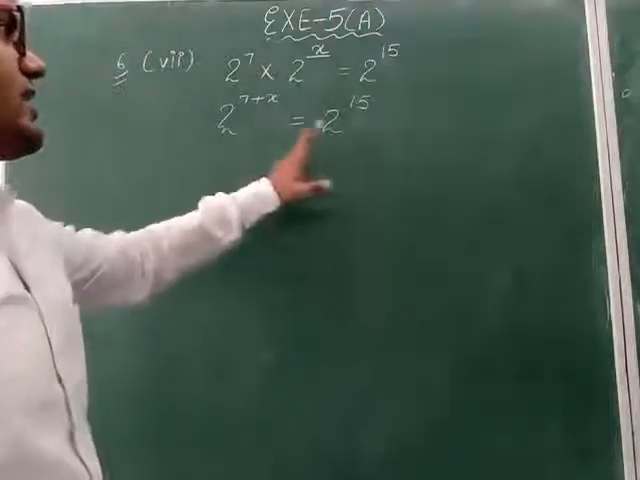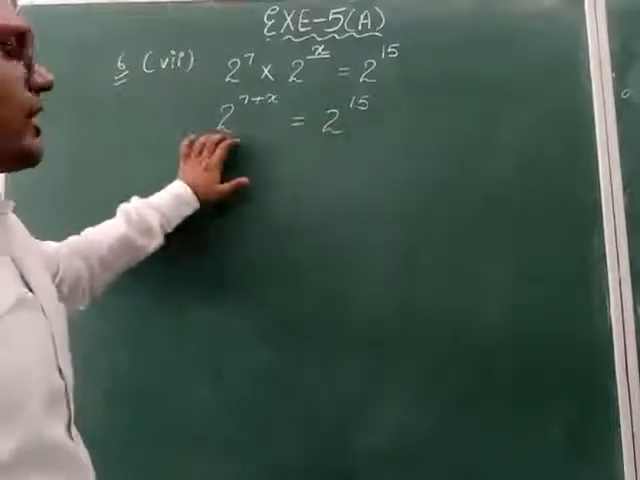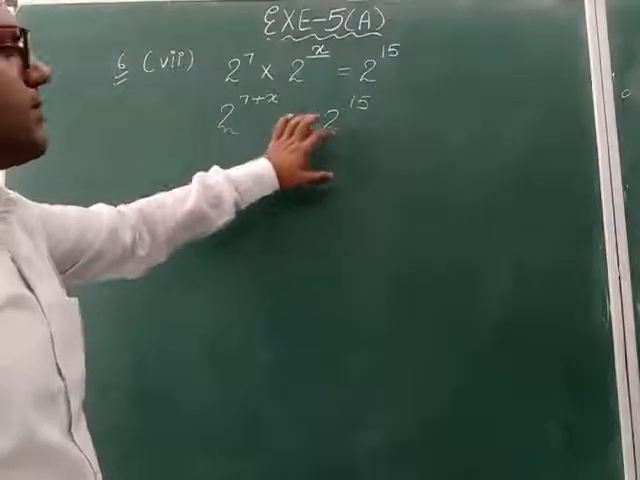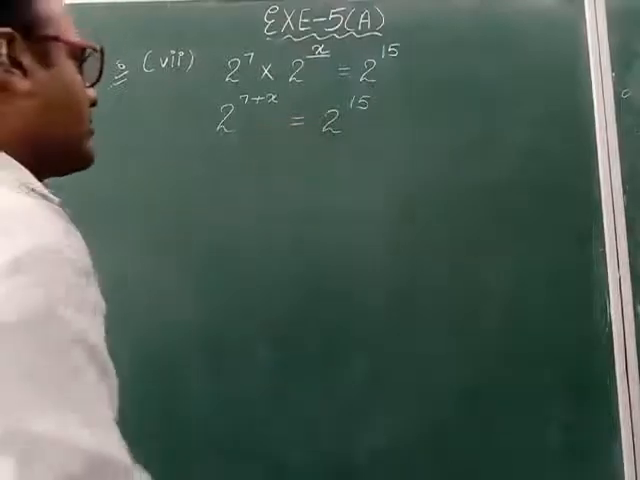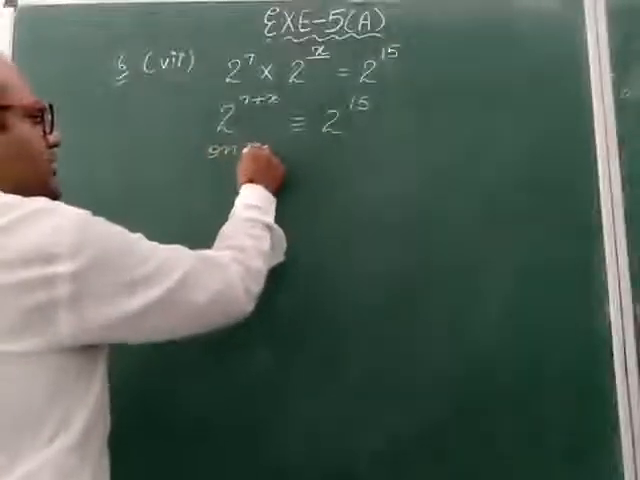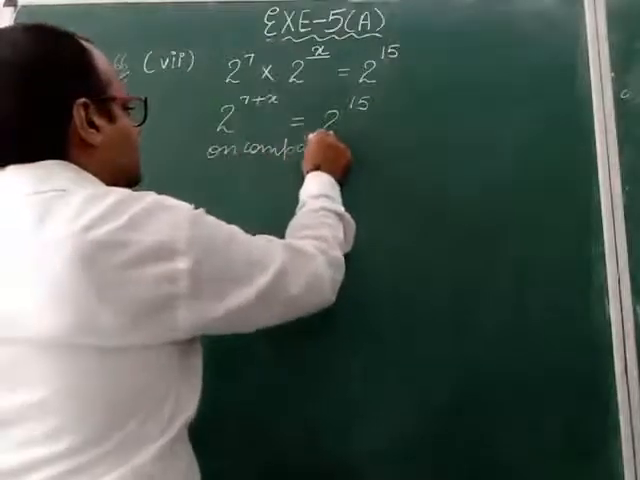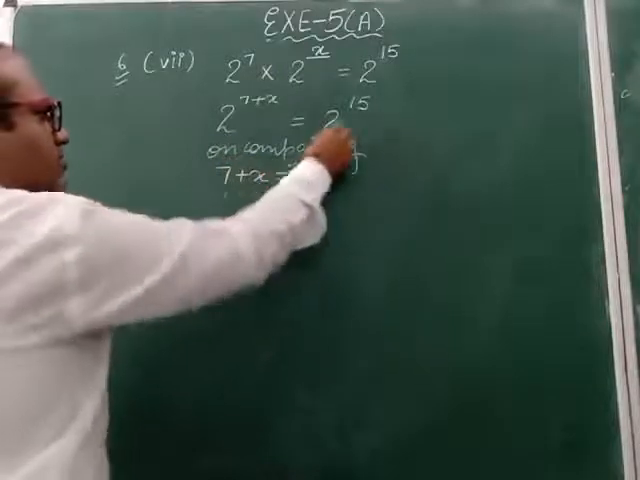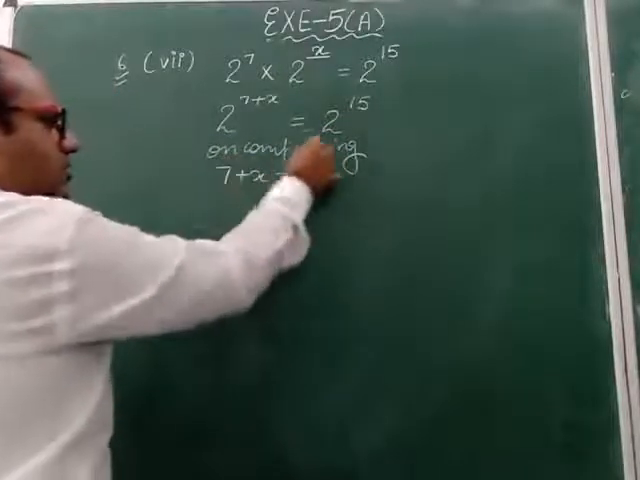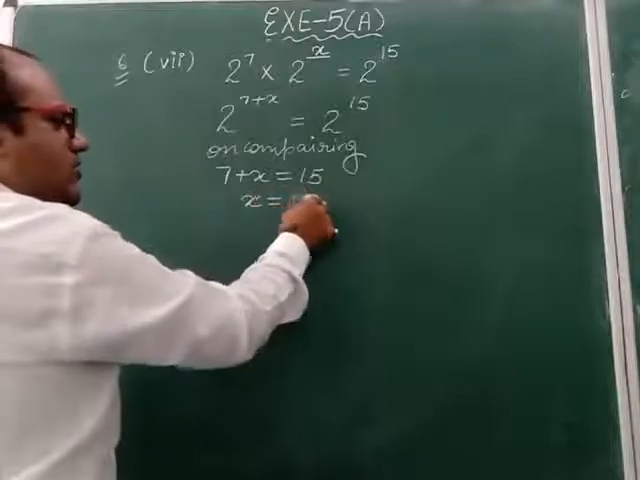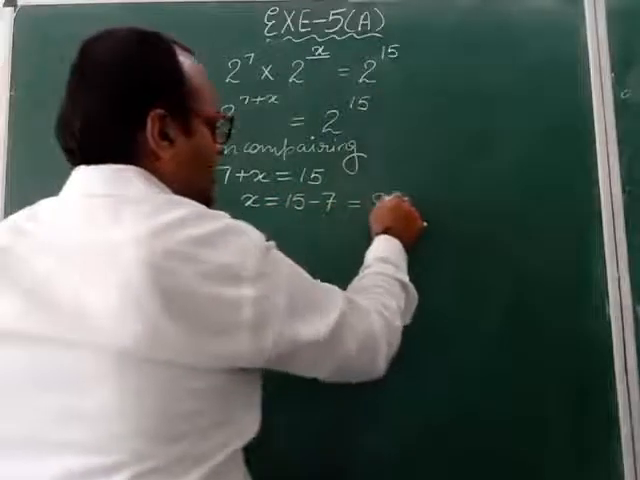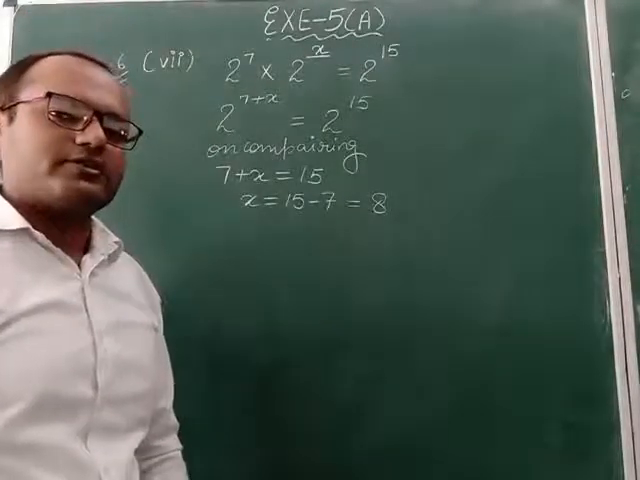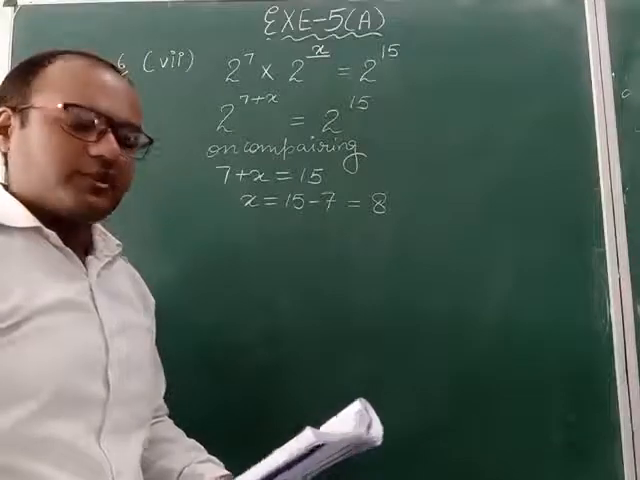Now left hand side and right hand side are having the same base. Single 2 is coming here in the base, here also single 2 is coming. Between both the bases equal is coming, so we have to compare both the sides. On comparing, 7 plus x equal to 15. So 7 will come on right hand side, x is equal to 15 minus 7. So finally we will get x answer is 8. So like this you have to do all the parts of question number 6. Now see the next question, question number 7.